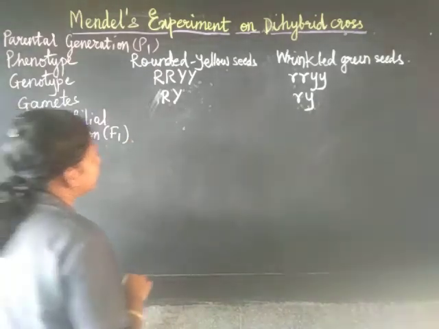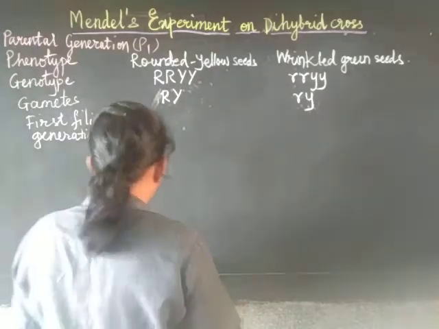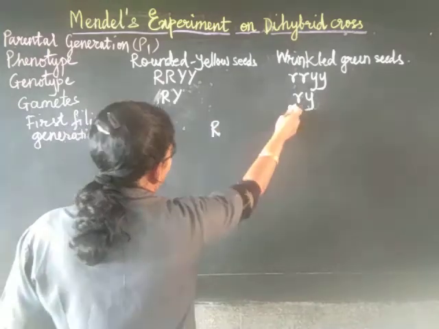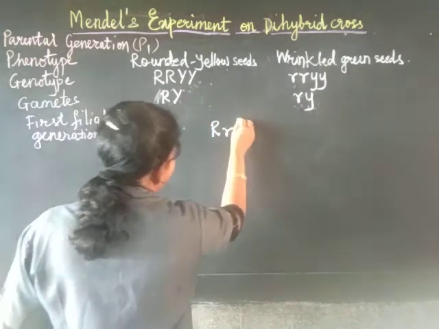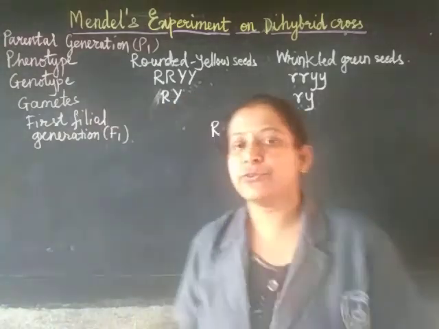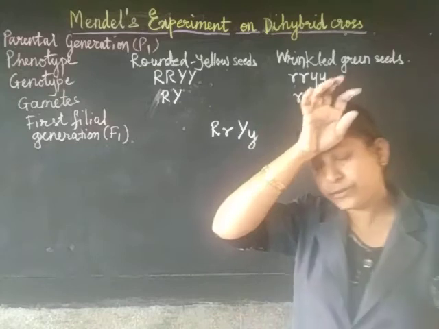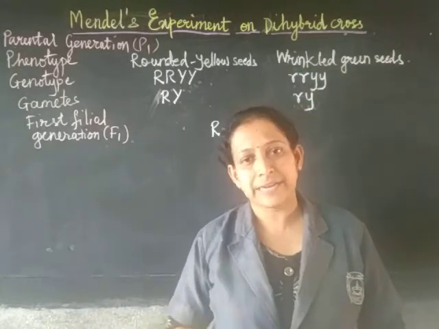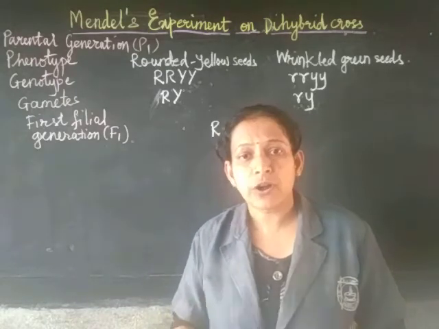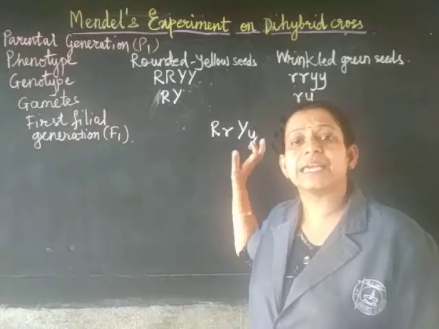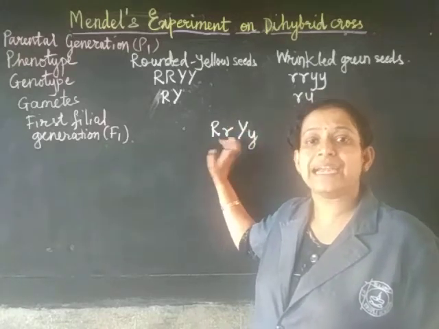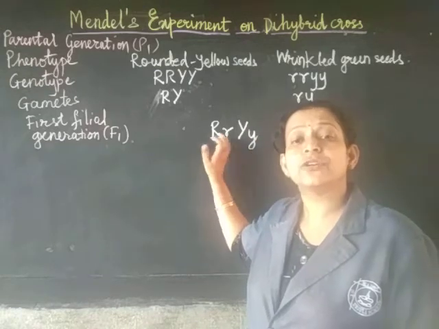So what will the F1 generation be? What will be the combination? Of course it will be capital R, small r, capital Y and small y. This will be the first generation. According to Mendel, who had conducted an experiment on monohybrid cross and got all tall plants, in a dihybrid cross he thought there would be all plants with rounded and yellow seeds, and he was proved right.